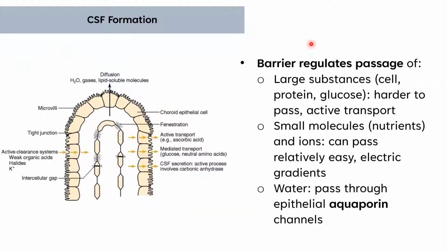And for that, several substances such as cells, proteins, and glucose cannot pass through the brain in an easy manner. They need active transport. So you can rarely find these inside the brain unless they are actively transported. And then small molecules like nutrients and ions tend to pass relatively easier. There's also the ion electric gradients that facilitates this, whilst water can pass through epithelial aquaporin channels, special channels that can allow the passage of water in and out of the brain.